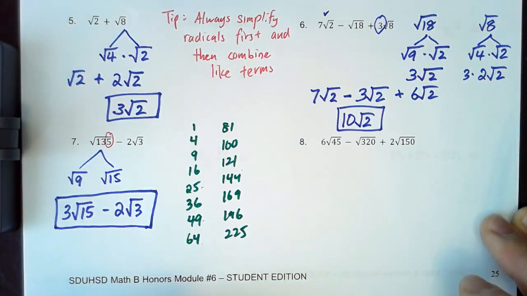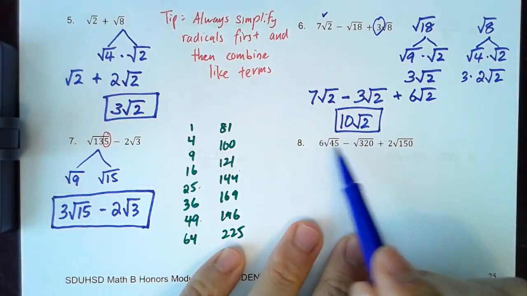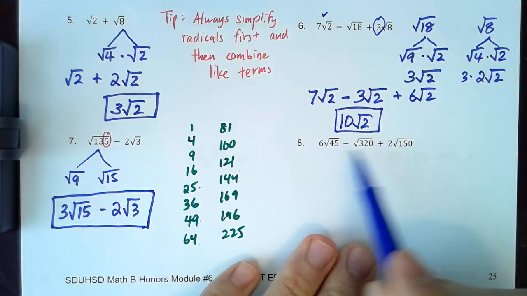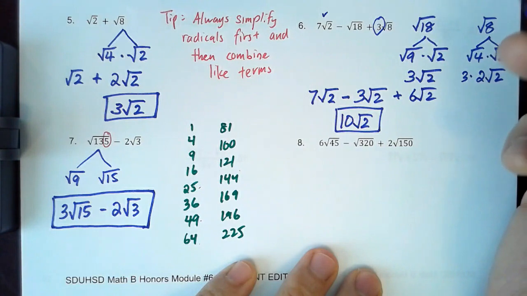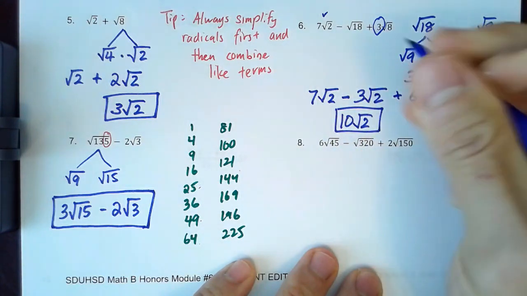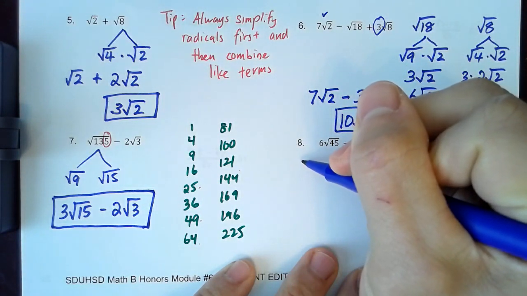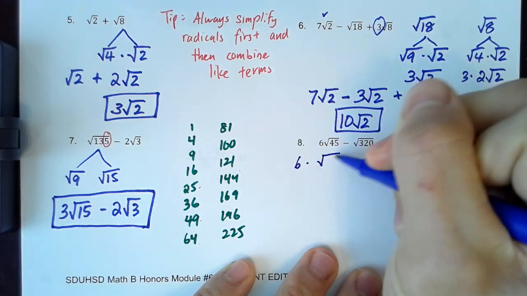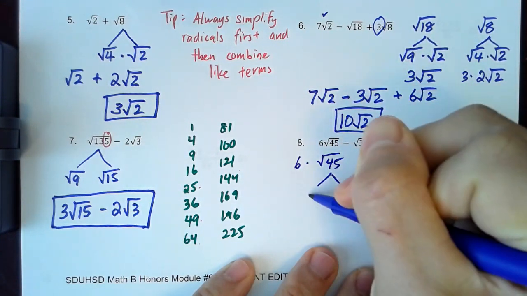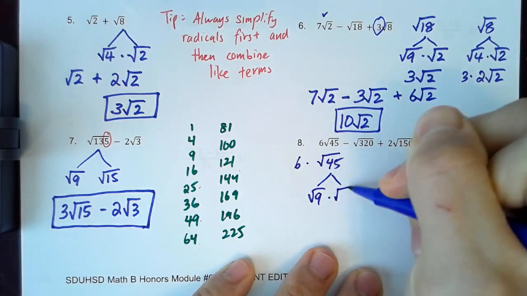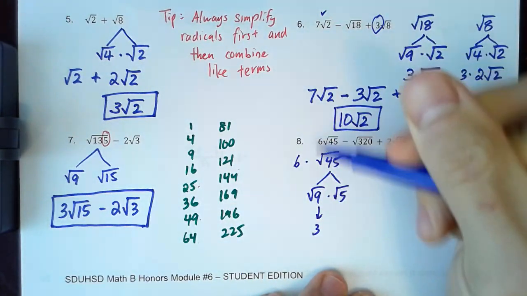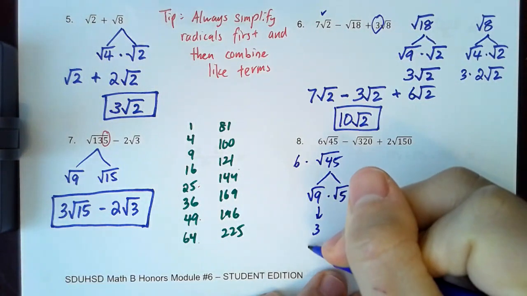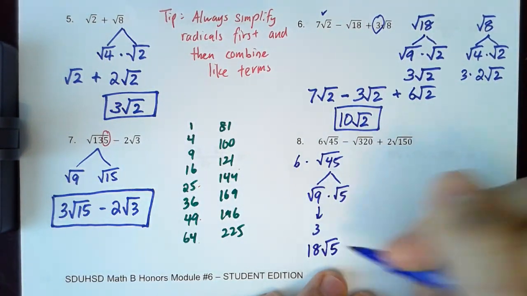Okay, let's do one more. This one just seems like it's decently time intensive, so just be careful and try to avoid careless errors. Okay, so I'm going to slowly simplify each of them. We have a 6 on the side, and then we have a square root of 45, so I know that's square root of 9 times square root of 5. I also know that this is 3, so I know that it's 6 times 3, which is 18 rad 5.